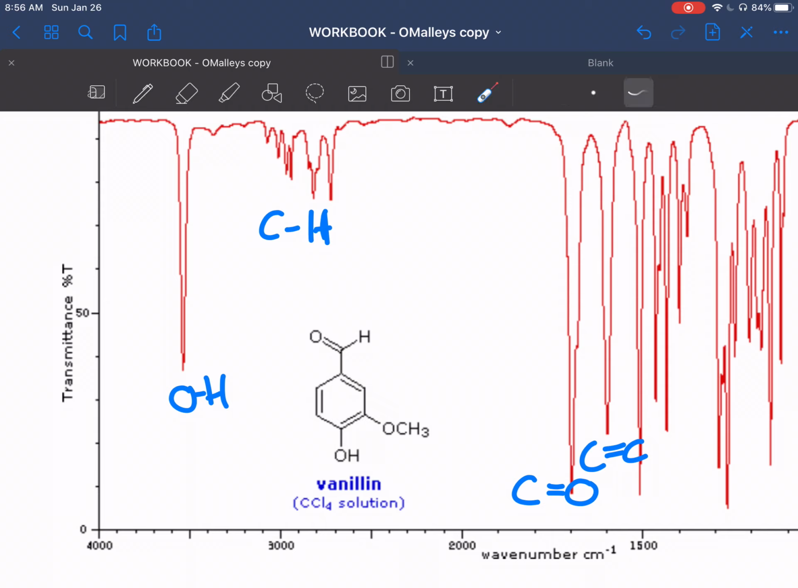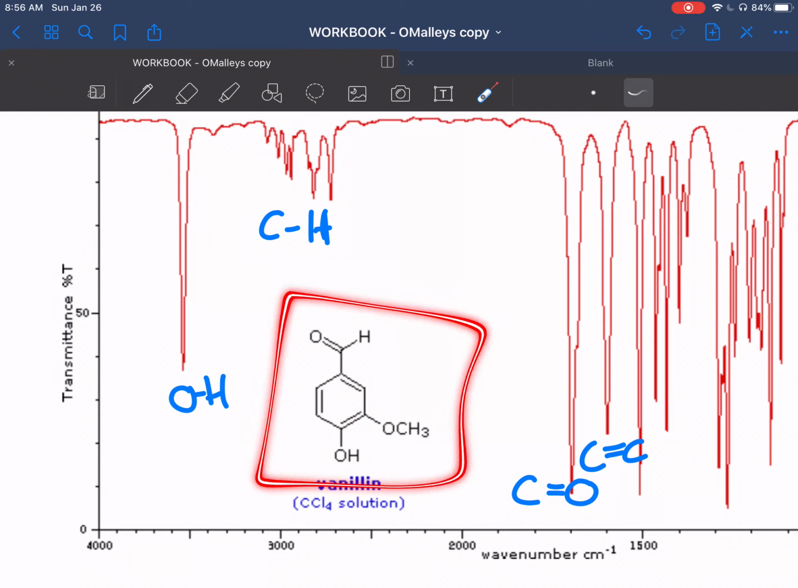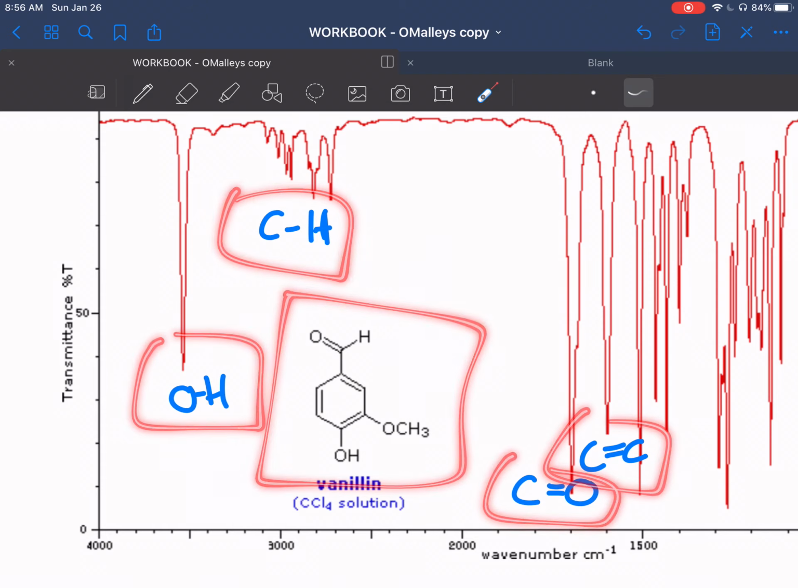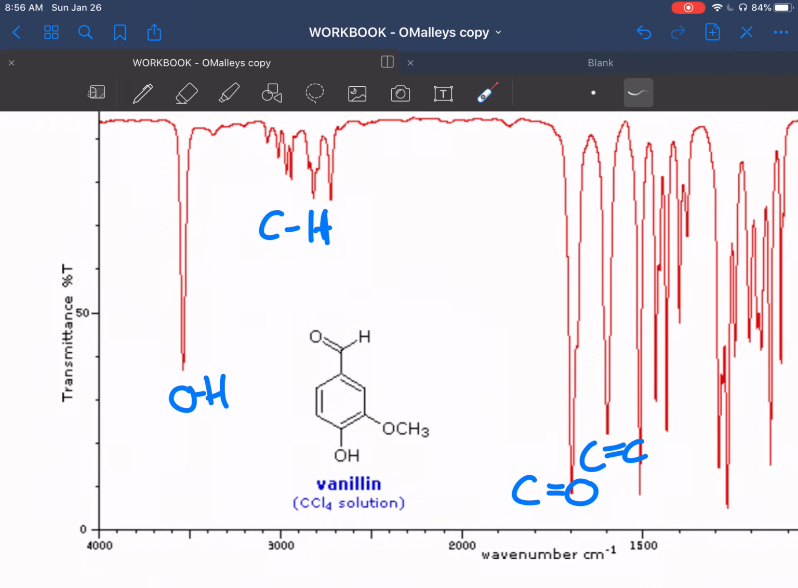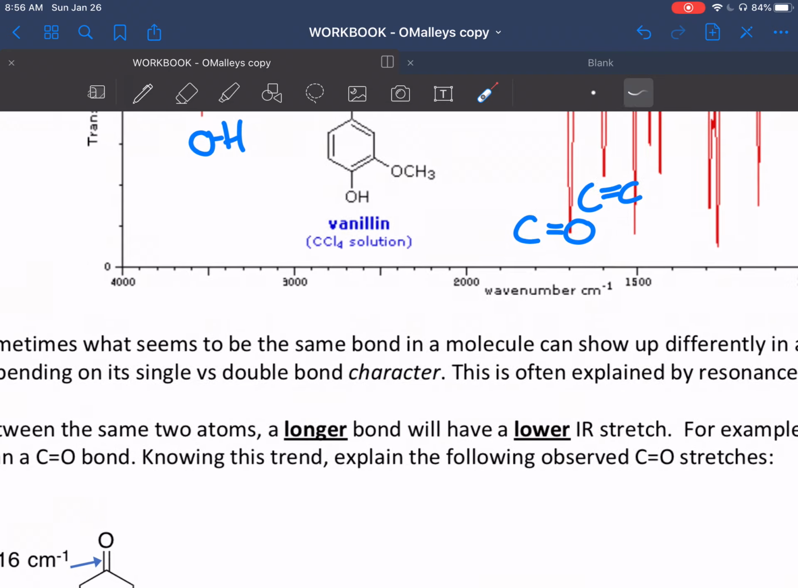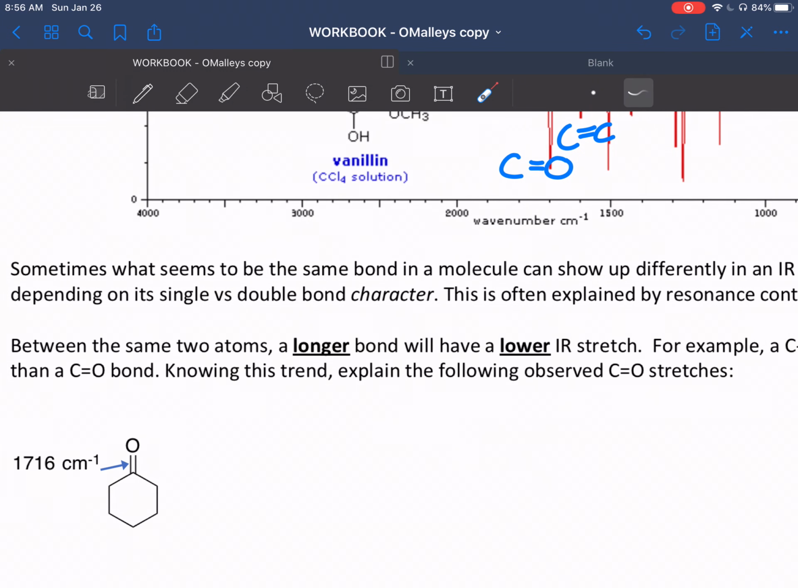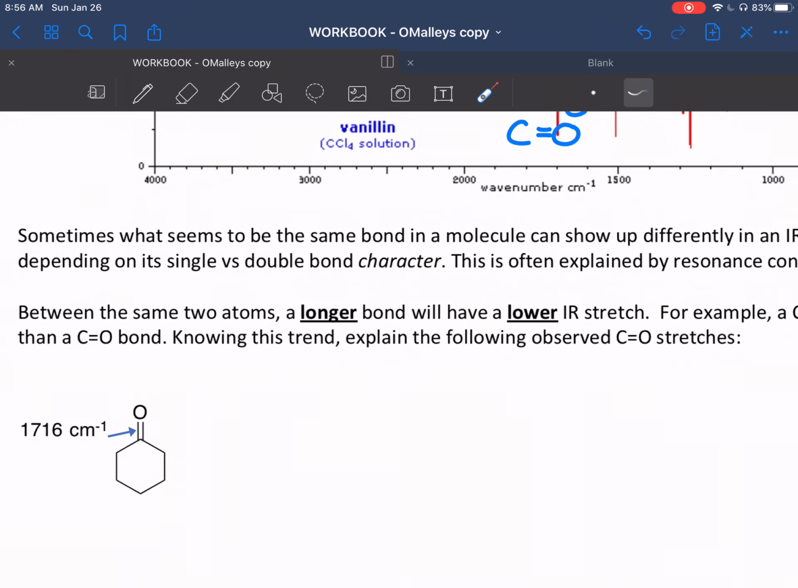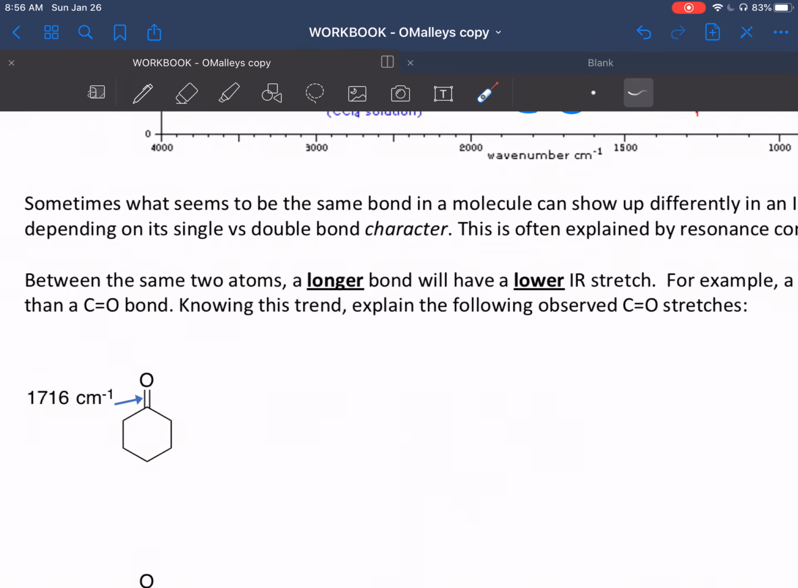And a reminder, this just tells us that those bonds are there. It does not tell us how they're put together, but if we suspect that this is the molecule, IR spectroscopy would certainly be a good way to confirm that those bonds are present and other bonds are not present. Now, sometimes the same bond in a molecule can show up drastically differently in an IR spectrum. And this can be due to resonance contribution that differentiates single versus double bond character.